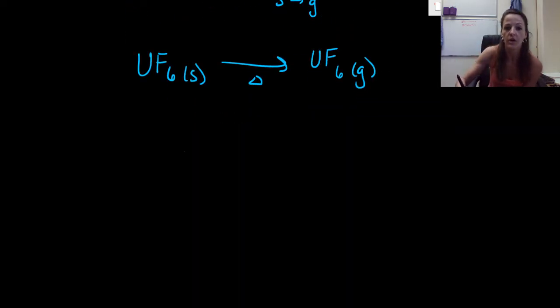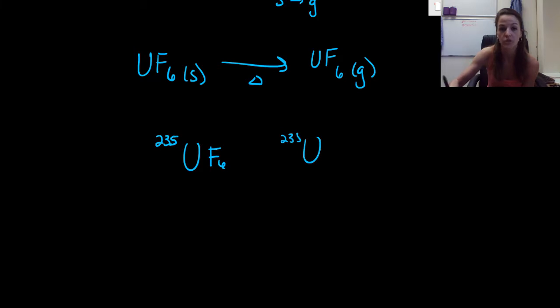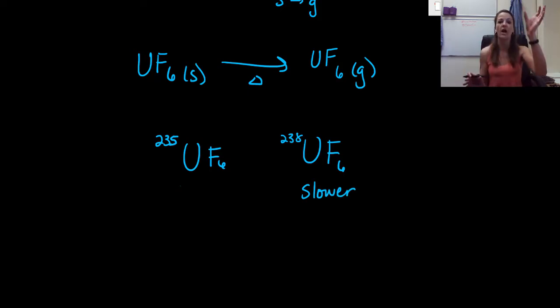And so what we can do is take U-235F6 and U-238F6, which is going to be slower, right, because it's slightly bigger, just with a few more neutrons. And so, using gaseous diffusion, we can actually separate out these two molecules.